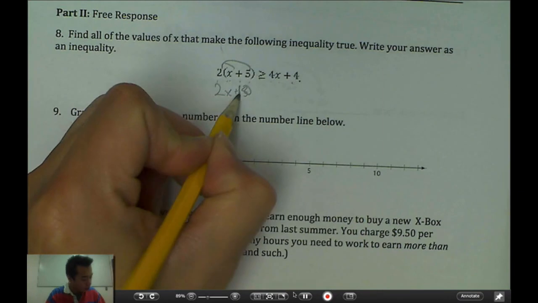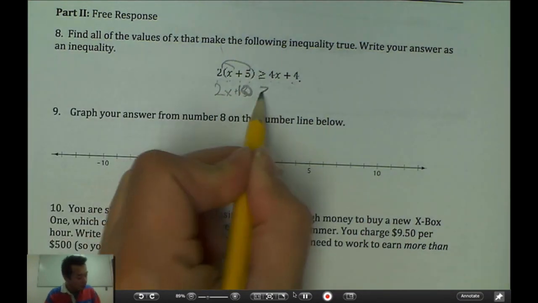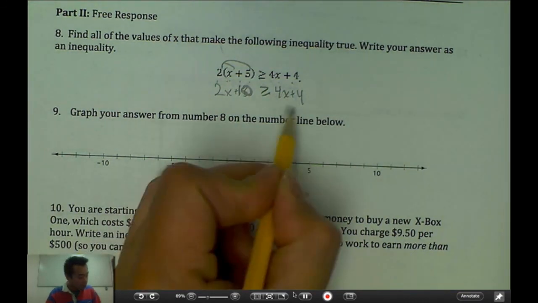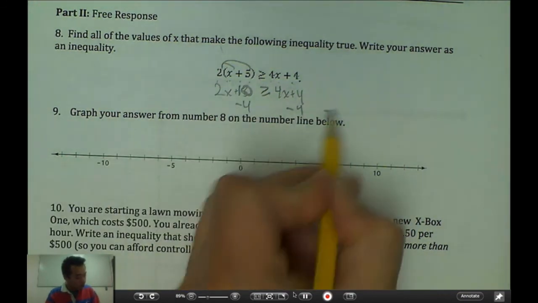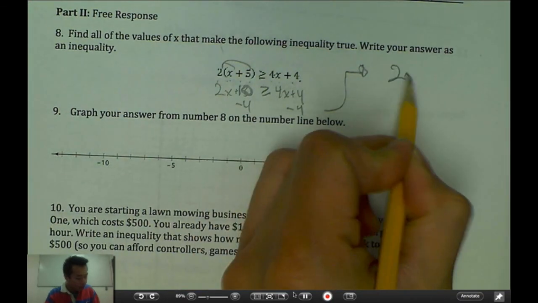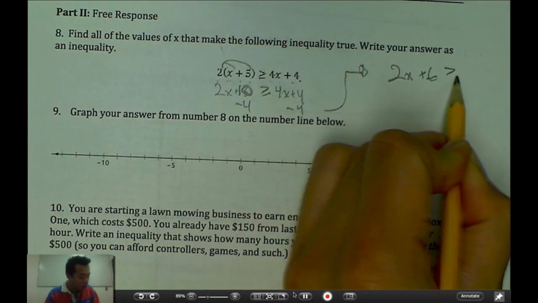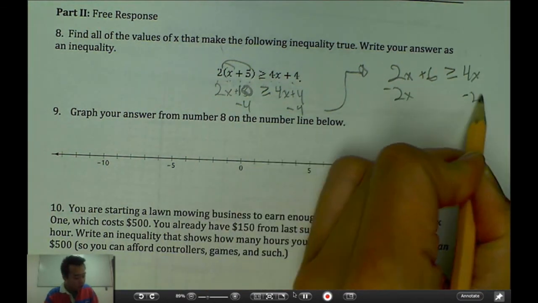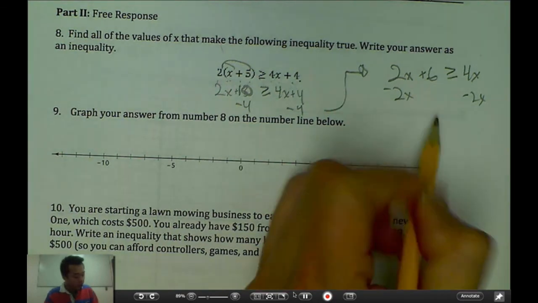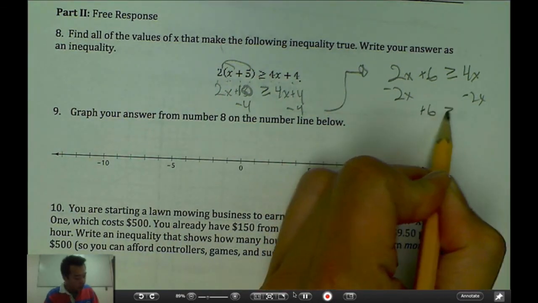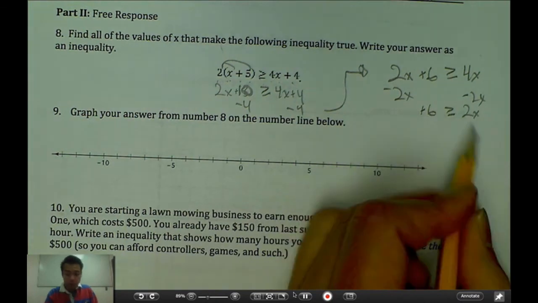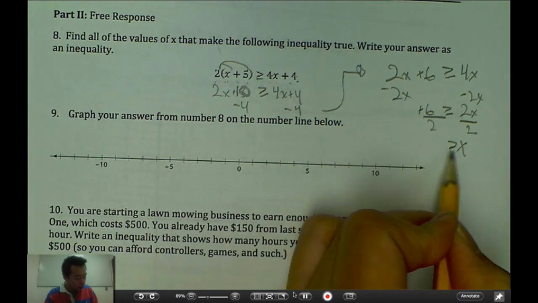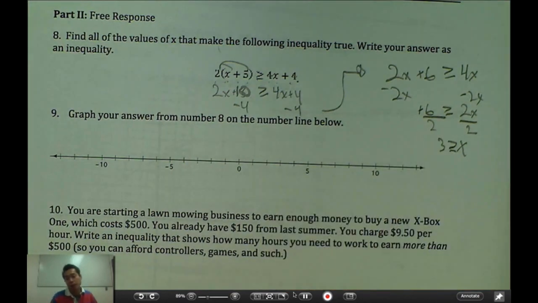10, and there's my mistake right there. Some of you wrote plus 5, so it should be 10. 2x plus 10 is greater than or equal to 4x plus 4. Okay, subtract 4 from both sides if you want. So right now I have 2x plus 6 is greater than or equal to 4x. Subtract 2x from both sides. Here I have positive 6 is greater than or equal to 2x. I'm dividing both sides by 2. X is less than or equal to 3, or 3 is greater than or equal to x.